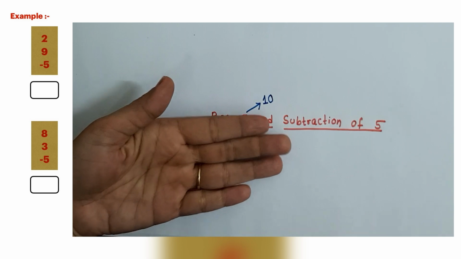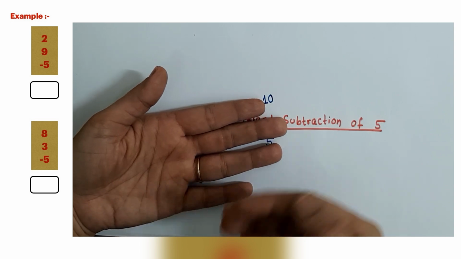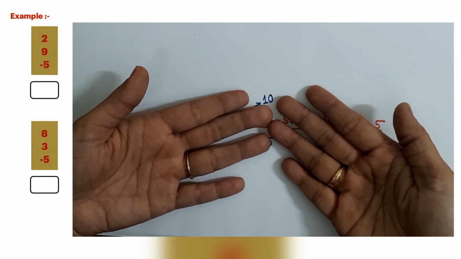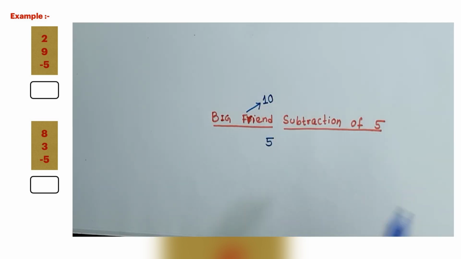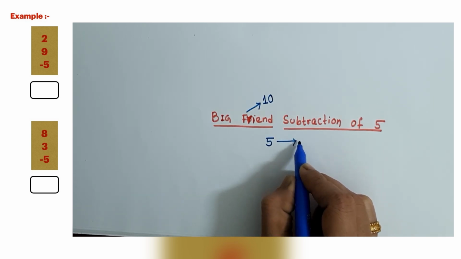See, here I have 5 fingers. So, how many more fingers do I need to make it 10 fingers? I need 5 more fingers. So, 5 and 5 are big friends to each other. 5 is the big friend of 5.